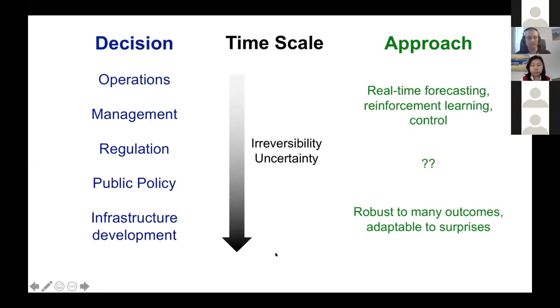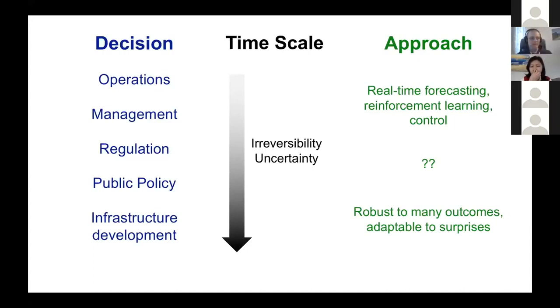In many places, 3 decades into the future, we don't know whether the climate is going to be wetter or drier in a particular place. And so this means that in the short term, there's really a lot of opportunity to do really high quality real-time forecasting, reinforcement learning, et cetera. But then in the long term, we really have to be aware of the limits to our ability to forecast and focus on developing solutions that are robust to many outcomes and adaptable to surprises.